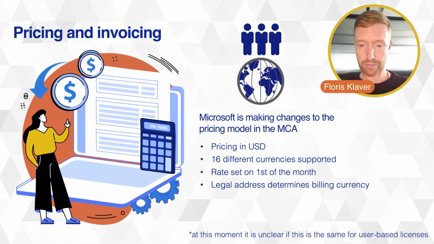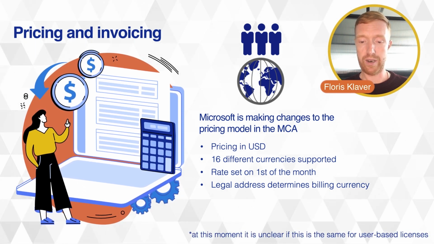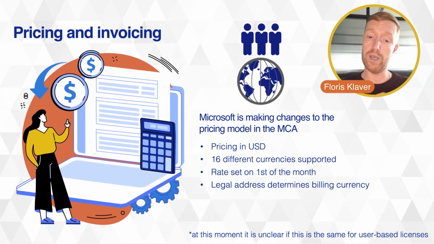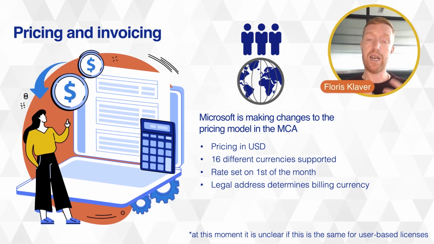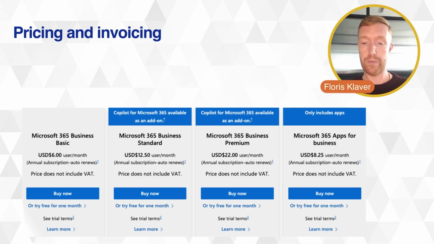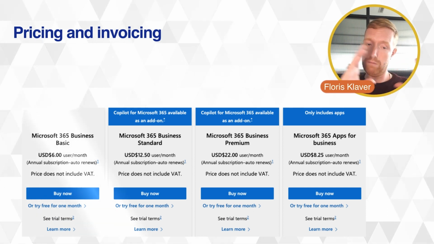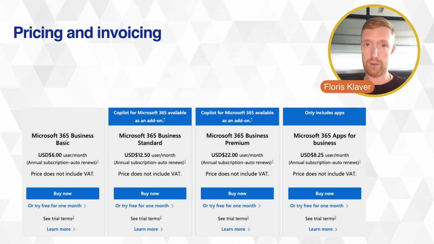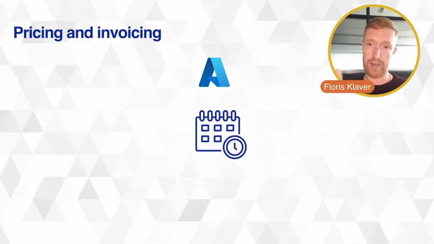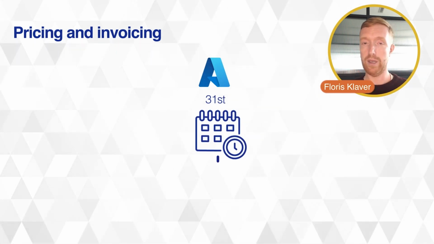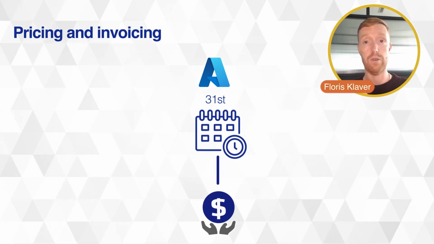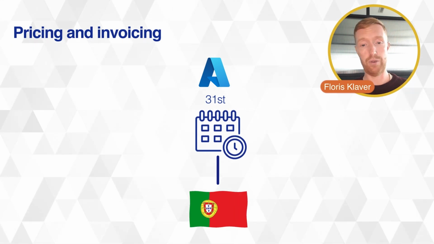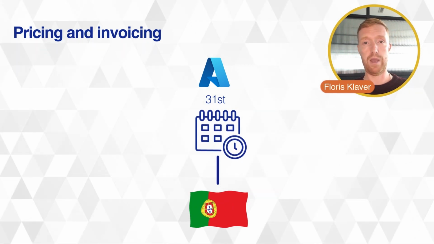At the moment, it's unclear if this is the same for user-based licenses, but we assume this to be the case. In a clear example, what is happening here is you have the worldwide price list, which is in USD from Microsoft. You will start consuming services, for instance, in Azure. At the end of the month, Microsoft will total up your charges in USD, but because you're, for instance, based in Portugal, you want to pay in euro.